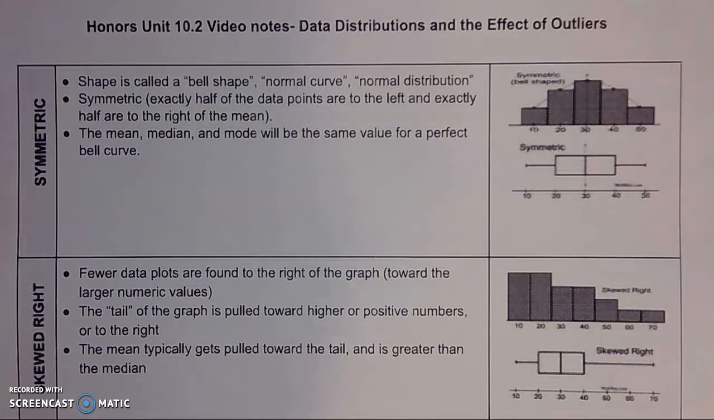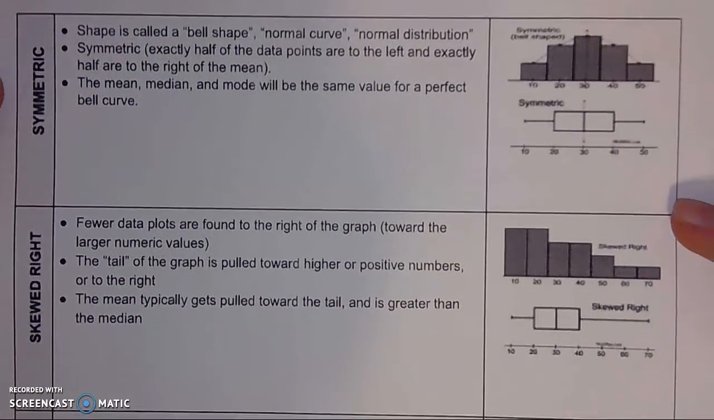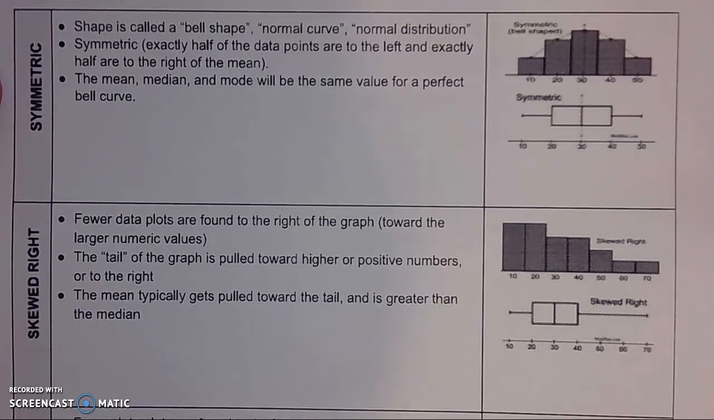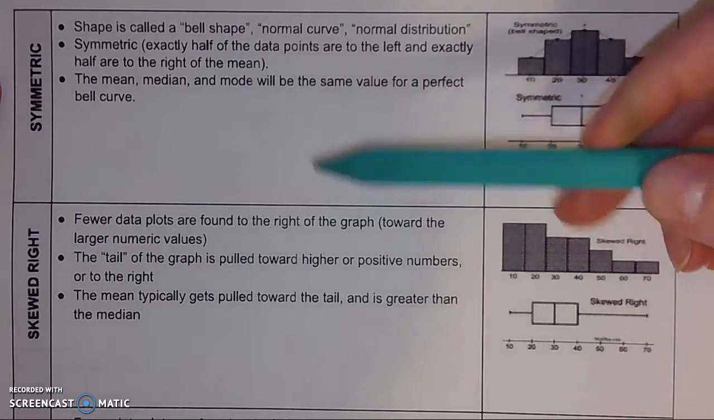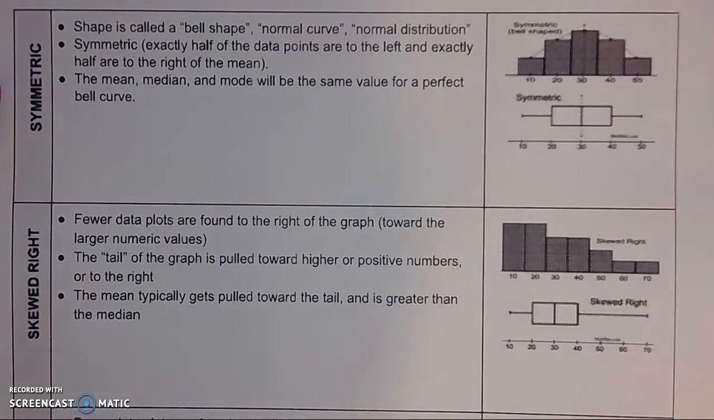All right, so the first shape here is symmetric, and symmetric just in real life means the same on both sides. So this normal curve, this bell curve, is going to be the same on both sides. I left all the words for you to read on your own. I'm just going to do the short definitions of it.